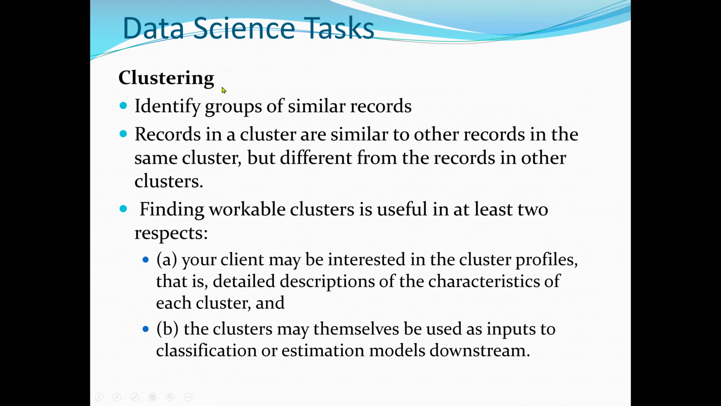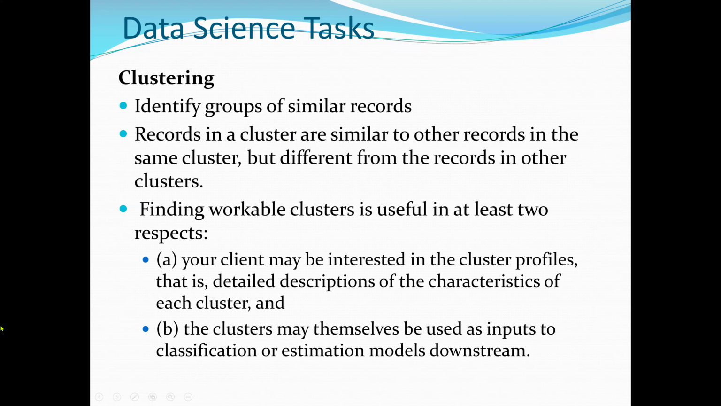So also we have clustering. As we said earlier, clustering is to identify similar data. Then we group them together as one cluster. The data that are not similar will be in different clusters. So we identify groups of similar records. Records in the cluster are similar to other records in the same cluster, but they are different from records in other clusters. So we need to find the workable clusters.